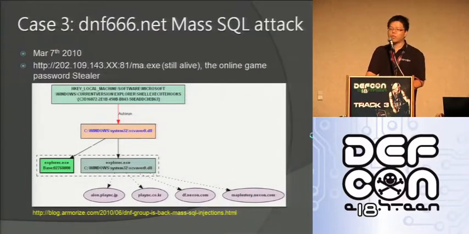Case number 3 is the DFN666.net samples that we collected a few months ago through the mass SQL injection attack that has been launched recently, starting in March. In this massive SQL injection attack, the malware will use a ShellExecuteHook, meaning that it will affect your Explorer, so that once you get infected, it will try to connect to all these online games and then try to steal your username and password for these online games.